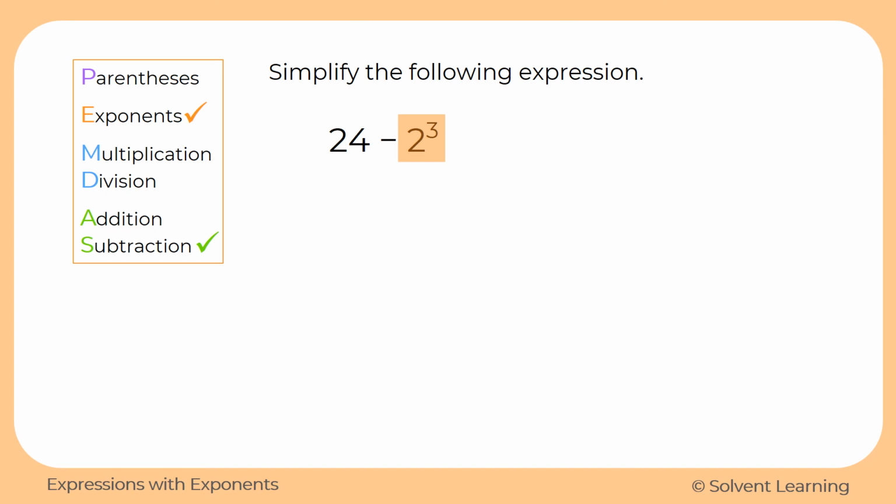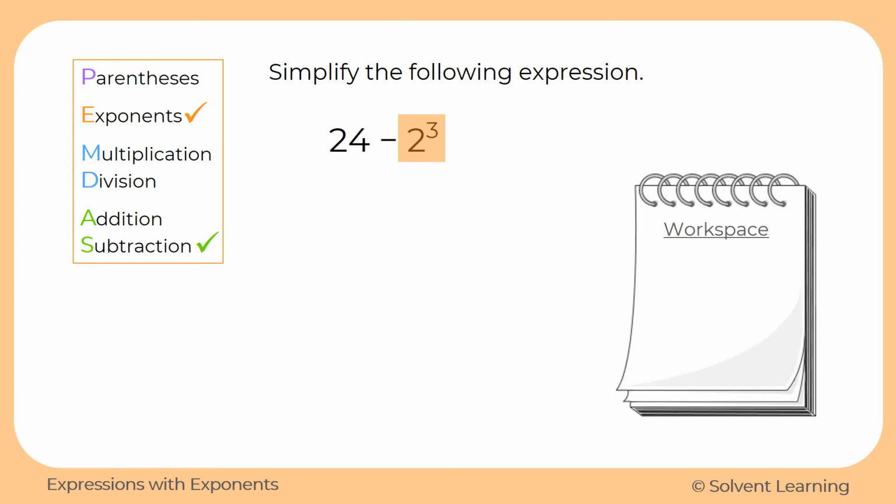So if we have 2 raised to the power of 3, we're multiplying 2 by itself 3 times. So 2 times 2 times 2. Let's do that over to the side. We can use a little workspace over here. So if we have 2 times 2 times 2, that will give us 8. Okay. So now we know 2 raised to the exponent of 3 is 8. So we're done with the exponent step.